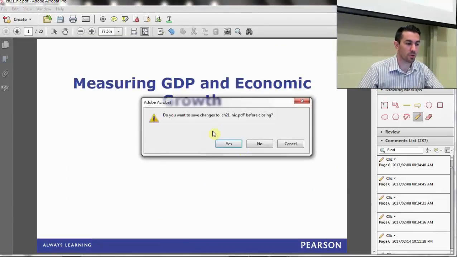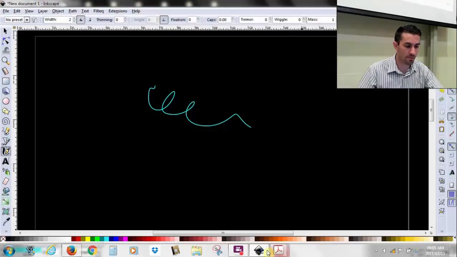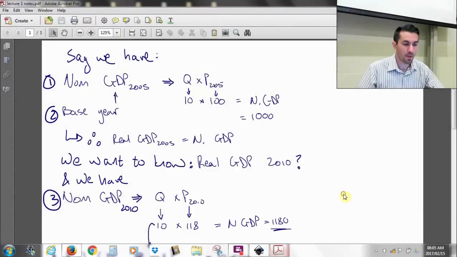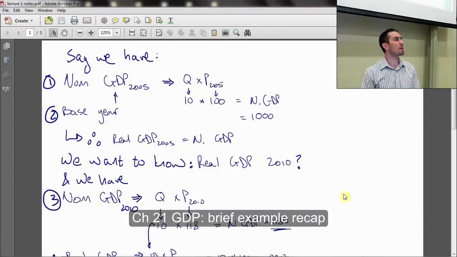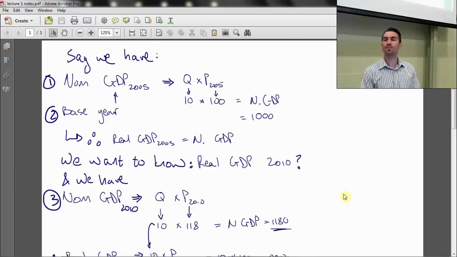So as I say, chapter 21, that one's done. Just as a recap then of the chapter 21 material, which was the GDP, and just measuring GDP. We went through an example of measuring GDP and changing real GDP to nominal GDP or nominal GDP to real GDP. So part of the discussion was what is the relationship between real and nominal GDP.